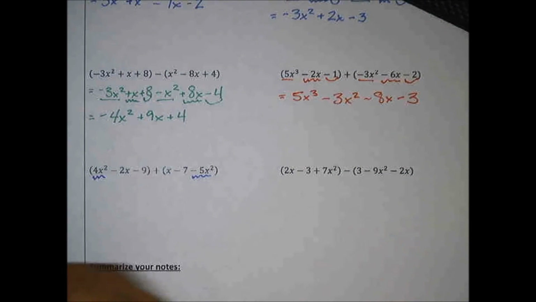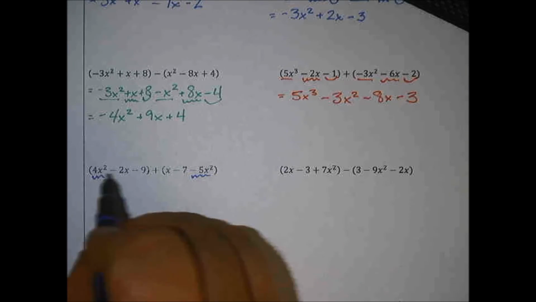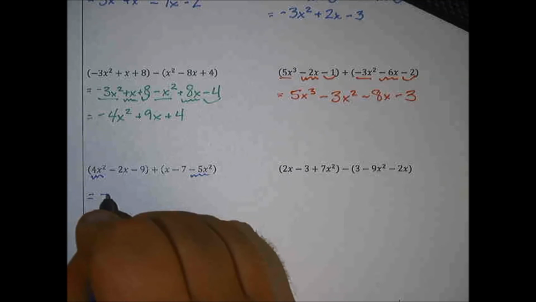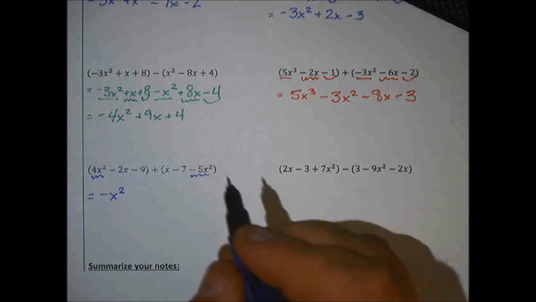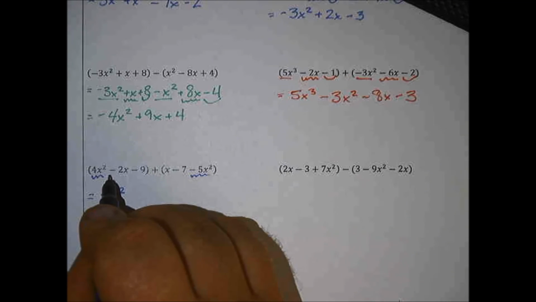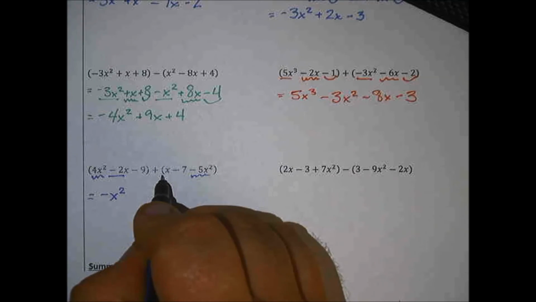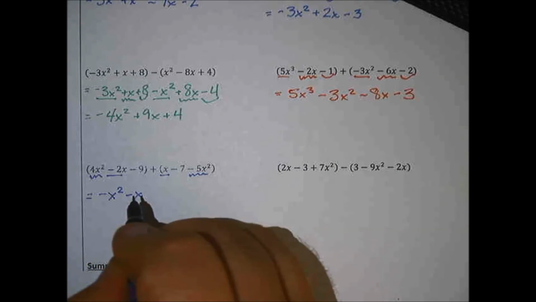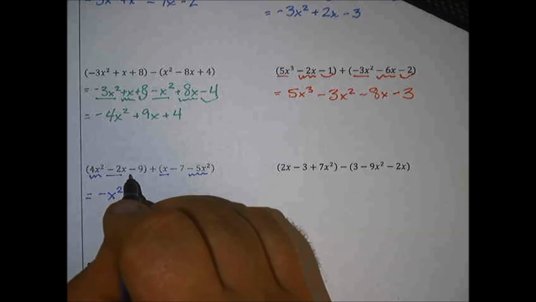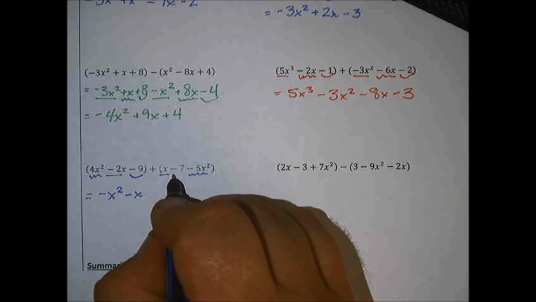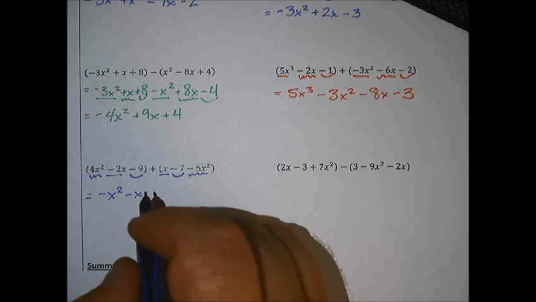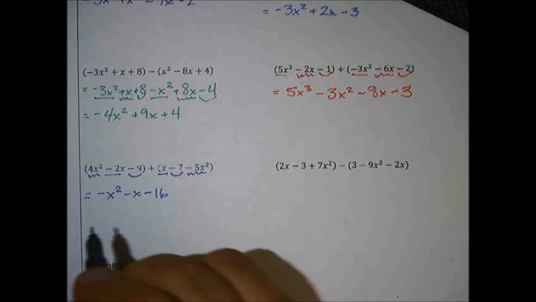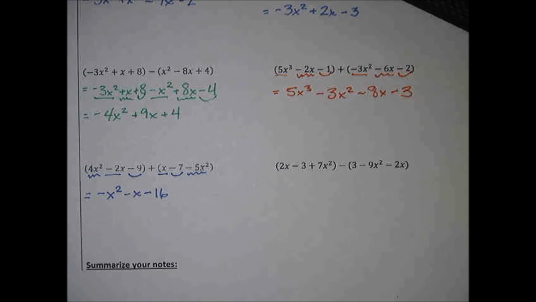Let's go ahead and call those out. I have a positive 4 and a negative 5. That's going to be a negative 1x squared or just negative x squared. X's, I have one here and one here. Negative 2 plus 1 is a negative x. And then my constants, I have a negative 9 and negative 7 gives me a negative 16. So not too bad. Hopefully you got that one.